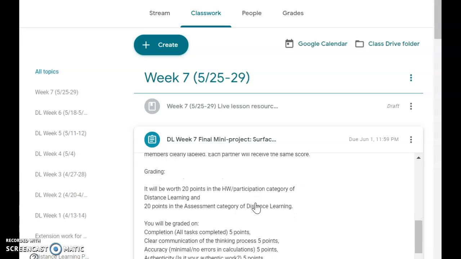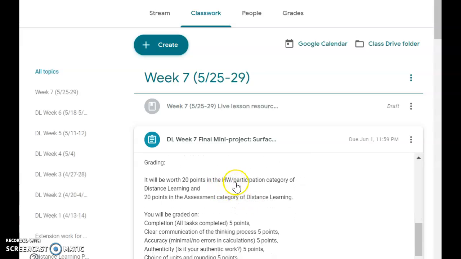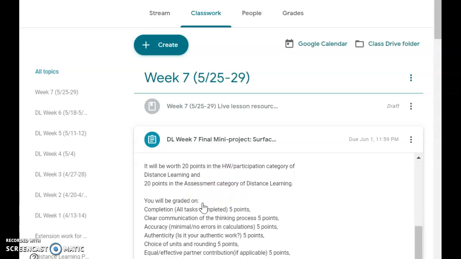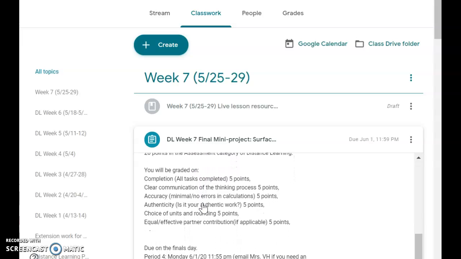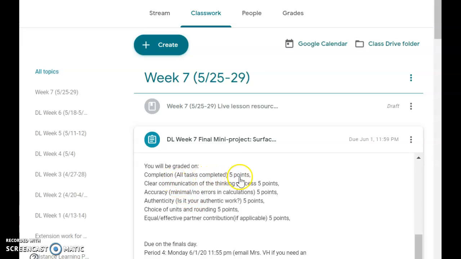As far as grading goes, it will be worth 20 points of the homework as usual, as well as 20 points from the quiz. And it will be graded on completion. That's going to be worth 5 points. Clear communication of thinking process, 5 points.